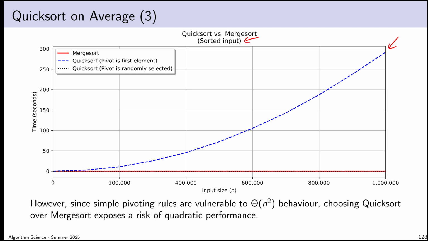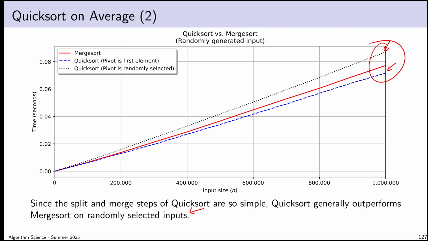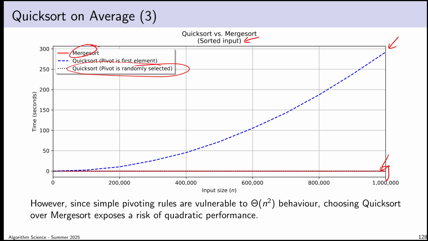Whereas it's actually impossible to distinguish at this scale, it turns out that merge sort and random pivot Quicksort are basically just down where they were before. They're probably sitting somewhere around this level, so 0.08, versus deterministic first element pivot Quicksort, which is up here at something like 290 seconds. That's obviously a disaster.